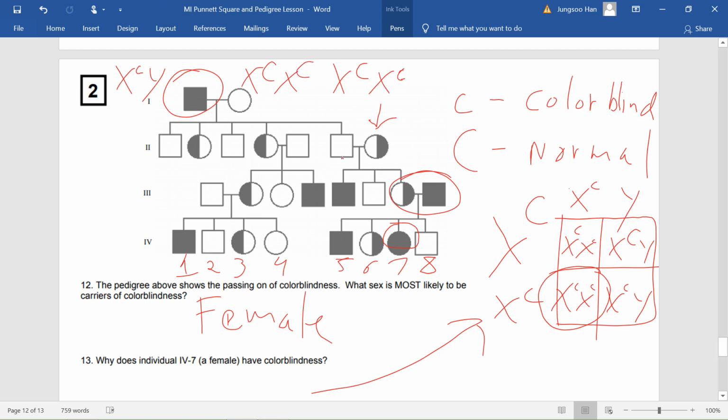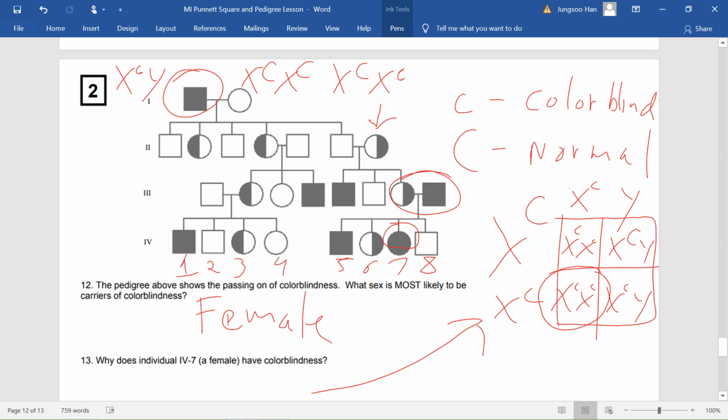The reason why all the daughters in generation 2 are carriers is because they can only receive the X little c from their dad. Okay. The dad has 2 sex chromosomes, right? He could give the X with the little c allele or a Y chromosome.